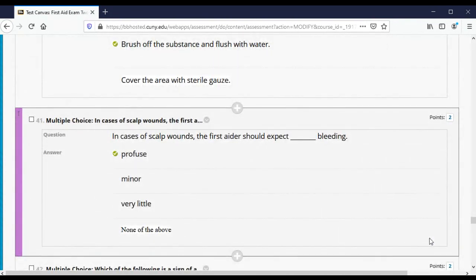In cases of scalp wounds, the first aider should expect, I think I mentioned this, profuse bleeding. The scalp is full of blood vessels, so even minor cuts can bleed heavily.